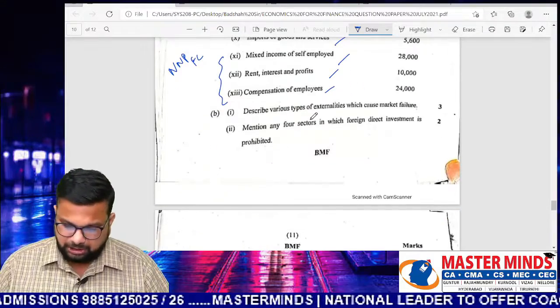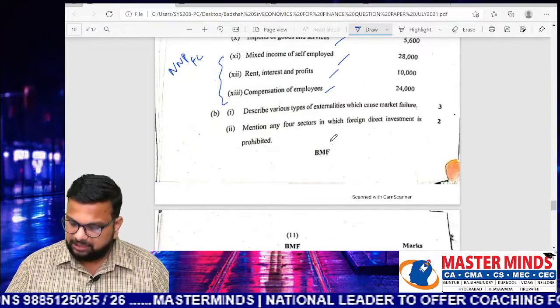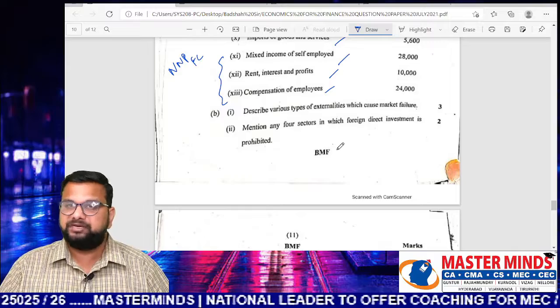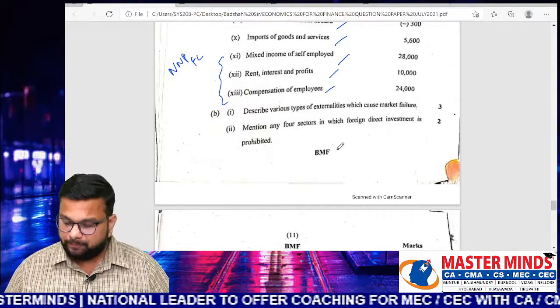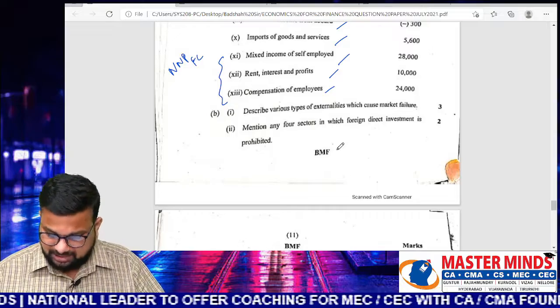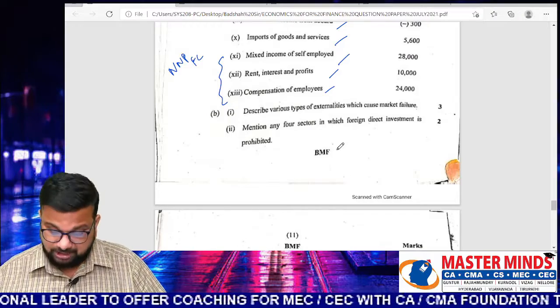Next, Nana, question number 8B. Describe various types of externality which cause market failure. This question is from the chapter on market failures and government intervention. Now let us see whether it is covered in our guest questions and masterminds material or not.